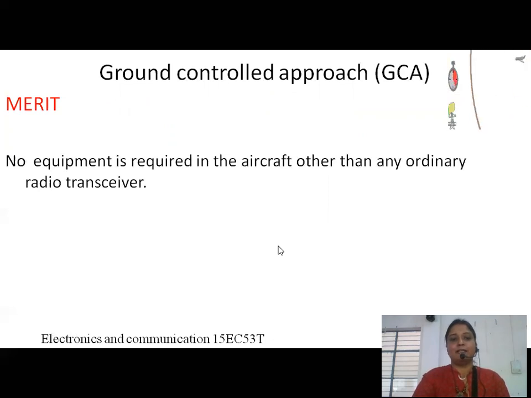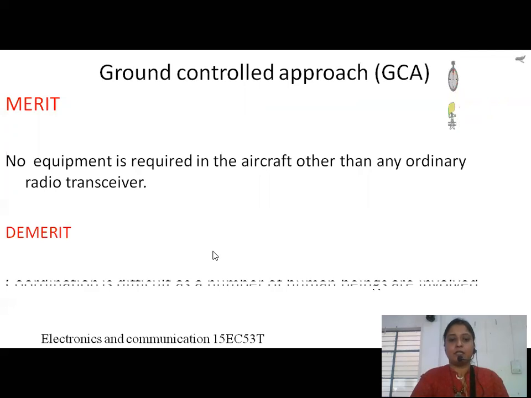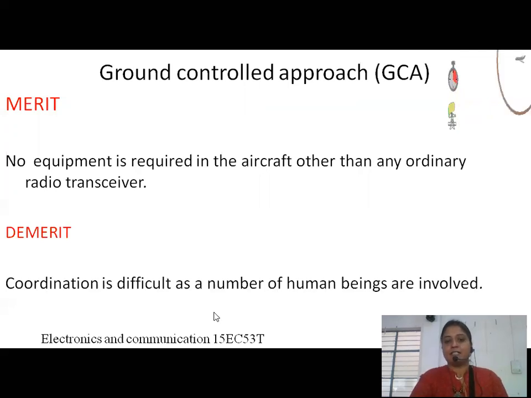Now, what is the merit of the GCA? No equipment is required in the aircraft other than an ordinary radio transceiver. They only need to transmit their voice and receive the voice signals; other than that, they do not need anything. And the demerit? The coordination is difficult because a number of human beings are involved, sending information to the aircraft and receiving it. Therefore, there may be chances of some confusion also. That is one of the demerits here.